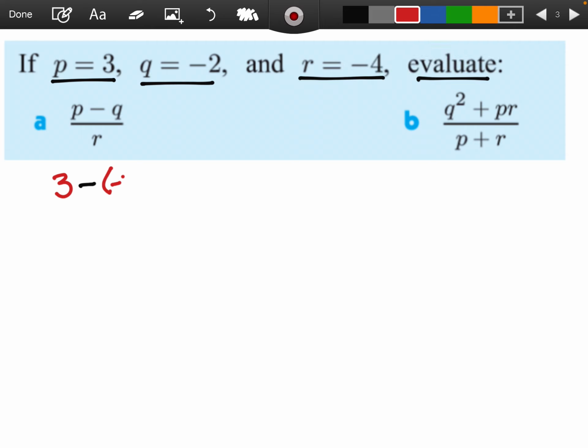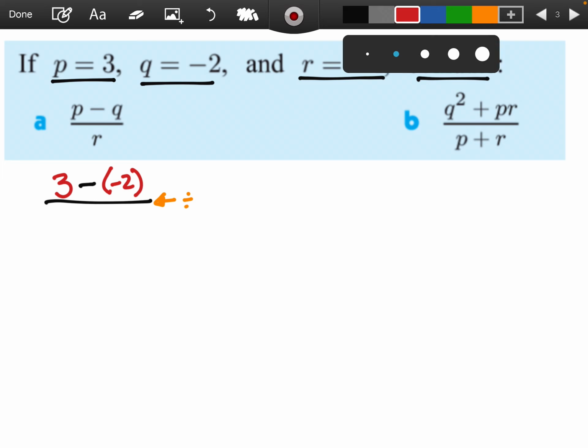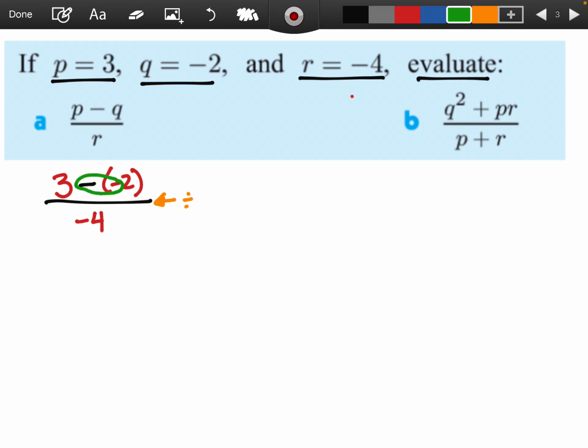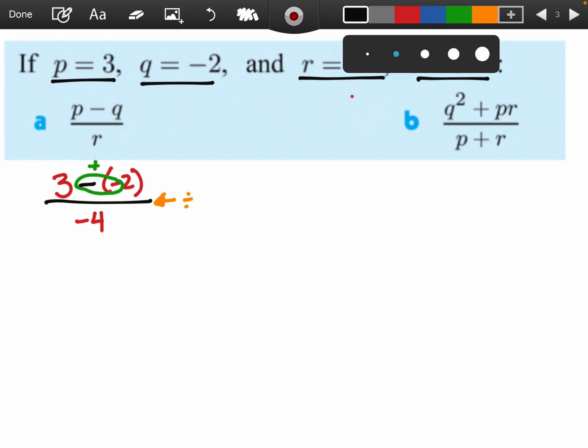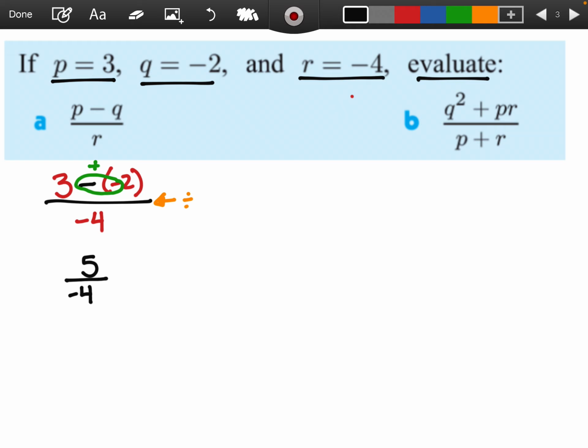So Q is -2, and then all of that is over. And remember, that fraction line represents division. So in the end, we're going to have to look at that as a division, potentially. And then on the bottom, we've got R, which is equal to, I can't see it behind there, -4. Okay, so then first step is going to be to evaluate the top. Those two minuses collapse to give me a plus. So on the top, I've got 3 plus 2. So on the top, I have 5. On the bottom, I have -4.